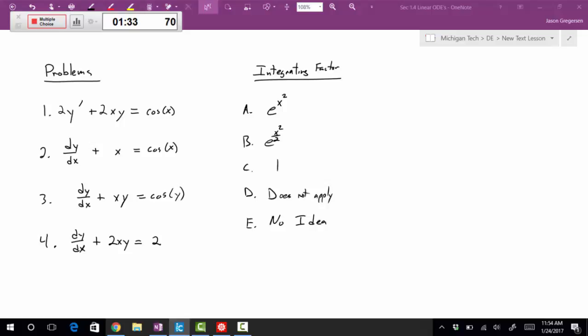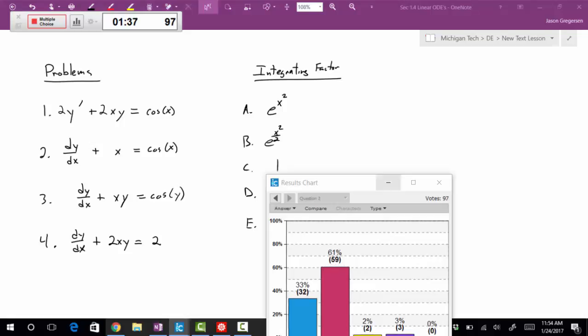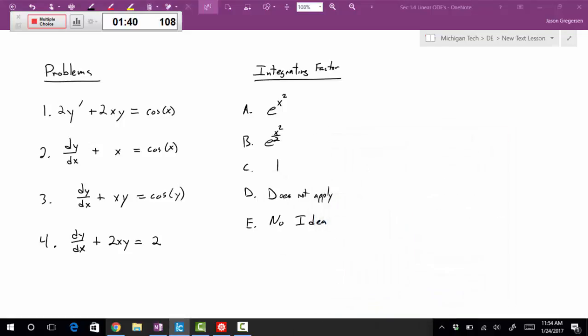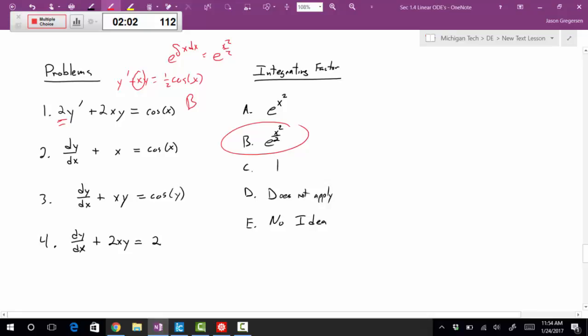What about this first one? Put in your answer for the first one. All right. Pretty divided between A and B. Once again, standard form. I have to divide through by 2 first. When I divide through by 2, I get y prime plus x times y equals 1/2 cosine of x. That means my coefficient there is just x. So e to the integral of x dx, e to the x squared over 2 should be B. Make sure you put it in standard form first.